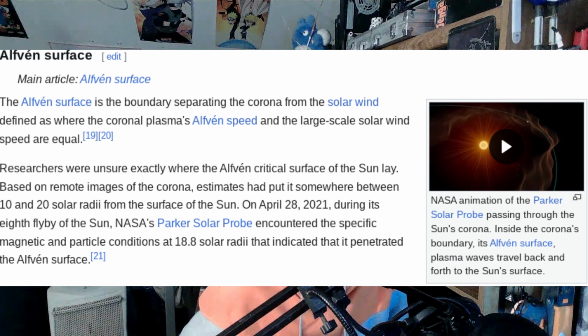The Alfvén surface, I don't know if I said that right, I'll have it up on screen, is the boundary separating the corona from the solar wind, defined as where the coronal plasma's Alfvén speed and the large-scale solar wind speed are equal. Researchers were unsure exactly where the Alfvén critical surface on the sun lay.